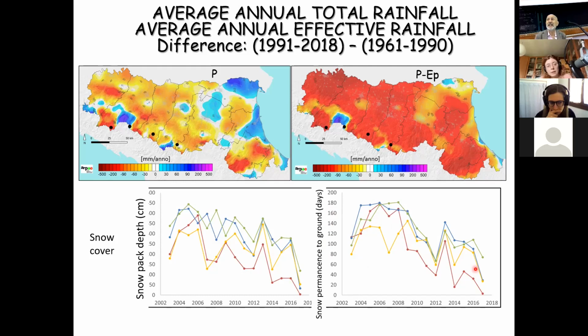This is very critical for recharge to groundwater, because less snow in terms of thickness and in terms of permanence on the ground implies less recharge. And so this is a problem. This is an impact of climate change.